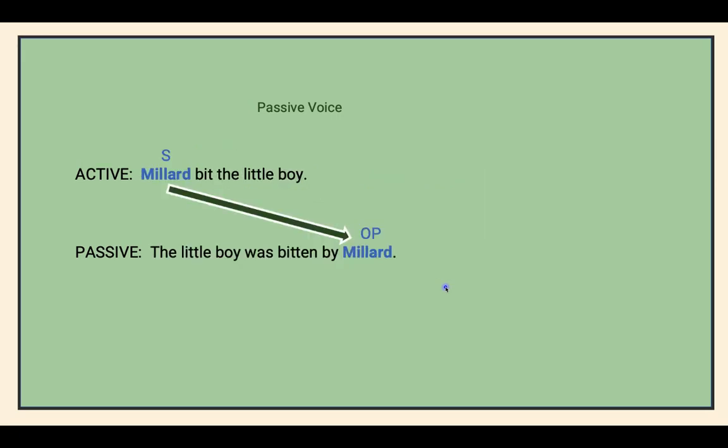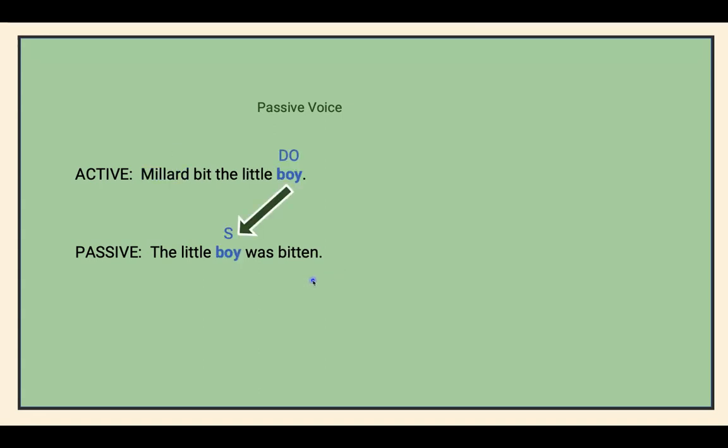Here's another example. The subject of the active sentence, Millard, moves into the object of the preposition slot in the passive voice sentence. Or we take out the final prep phrase. Now we can no longer tell who bit the boy, only that the boy was bitten. And the direct object moves into the subject position.